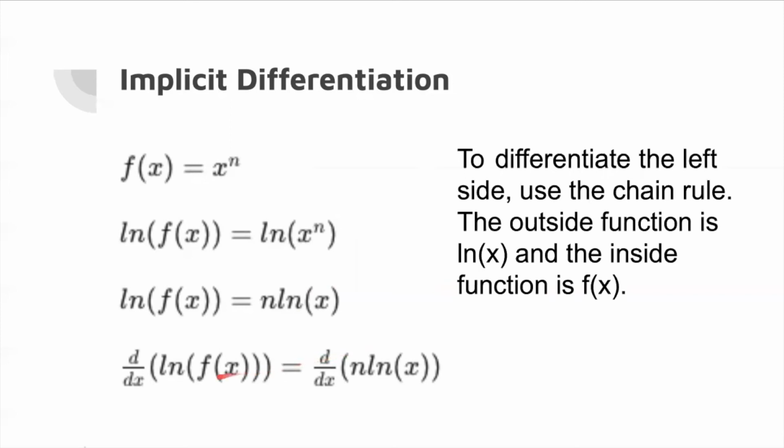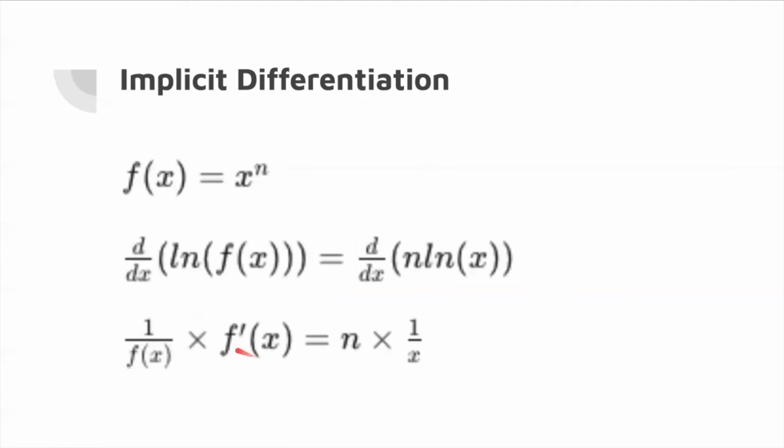So to differentiate the left side, you use the chain rule. So the inside function is f of x, and the outside function is ln x. All right, so the chain rule, so first the derivative of ln x is 1 over x, and you replace x with the inside function f of x, and then times the derivative of the inside function, and that's f prime of x. And then the right side is pretty straightforward. You have a constant times ln of x, whose derivative is 1 over x.